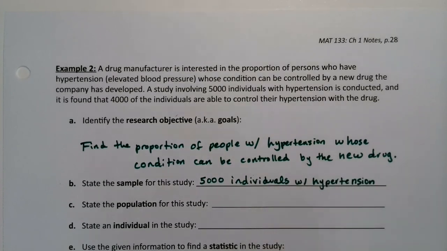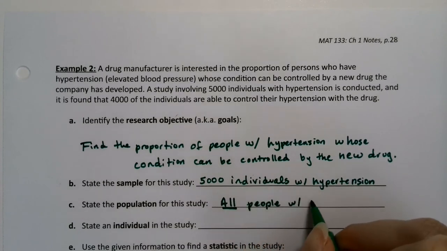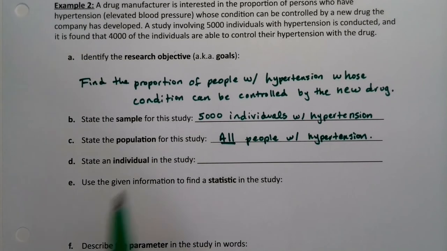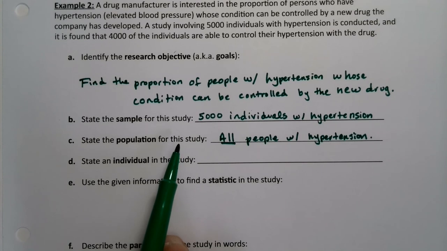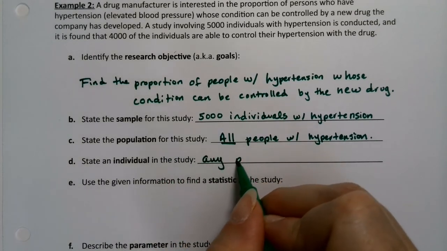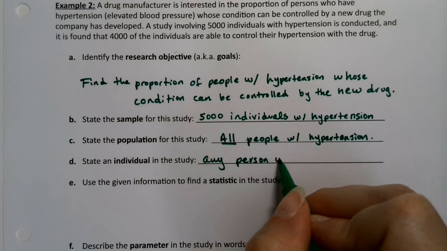Now, who does the drug company want to sell this drug to? Well, all people with hypertension, right? So that's the population, all people with hypertension, because of course they would like to sell it to everybody. That would be great. And an individual is any person from that population. So anybody, right? Any person with hypertension.